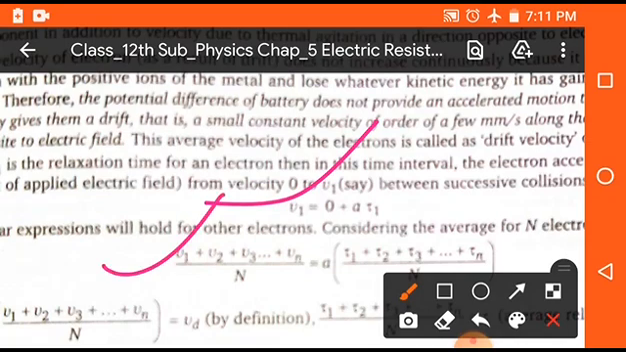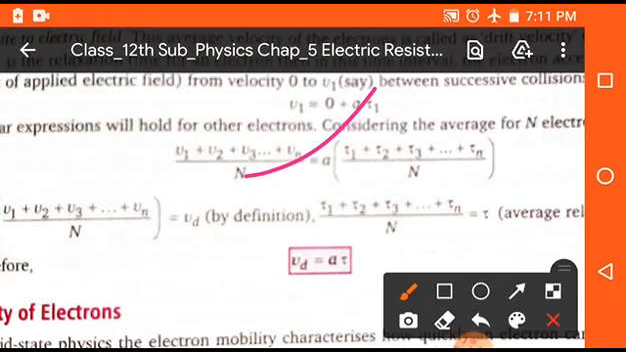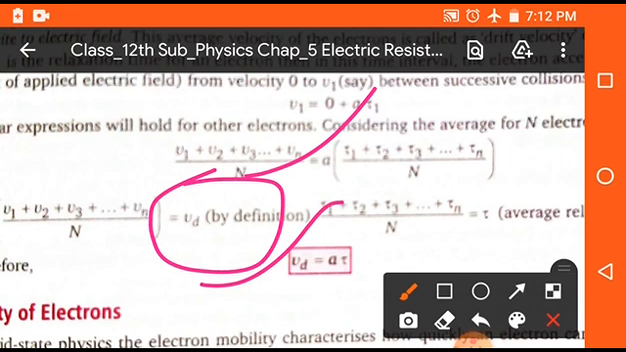So if we find the average velocity of all the electrons in the conductor, we get v1 plus v2 plus v3 plus up to vn upon capital N. The resultant value will be a into tau 1 plus tau 2 plus tau 3 and so on up to tau n upon capital N, and this average value is considered as Vd, which is known as drift velocity. So drift velocity Vd is equal to a tau. This is the required formula for the drift velocity, and it is also known as the relation between drift velocity and relaxation time.